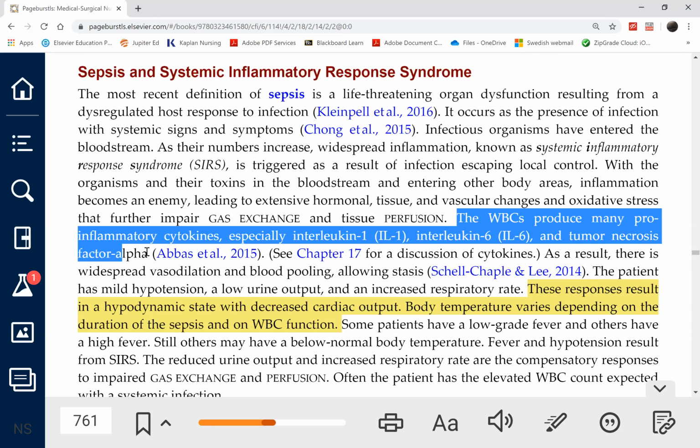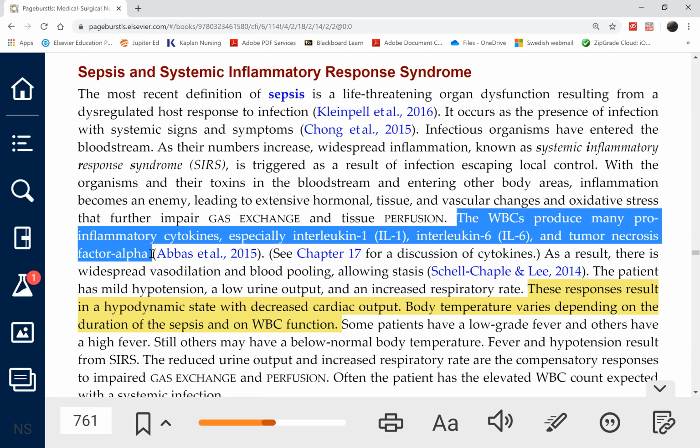If you remember these cytokines, these were the same cytokines mentioned in chapter 17 under organ rejection. Do you remember? Yes. These inflammatory cytokines are responsible for stimulating the T lymphocytes as well as the B lymphocytes. In summary, they trigger your immune system.